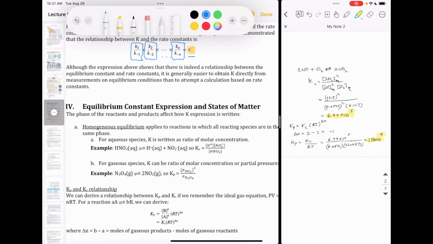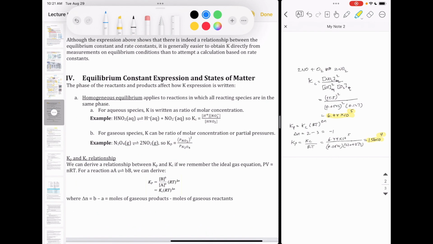Okay, now let's take a look at how the equilibrium constant expression changes as a function of the state of matter that we're dealing with. So we're going to first talk about what we call homogeneous equilibrium, which is just equilibrium where all the species are in the same phase. So this applies to when they're all in aqueous phase, like in this reaction right here, or when they're all in gaseous phase, which is like this reaction right here.